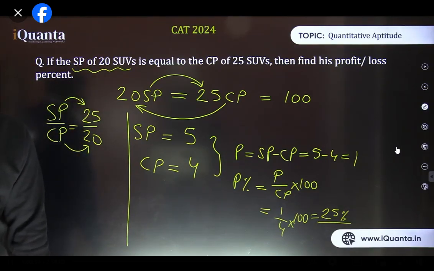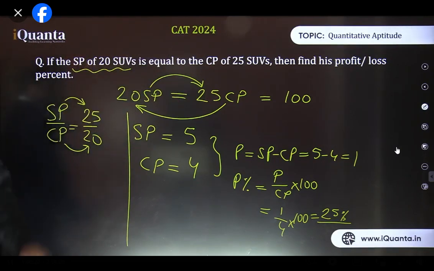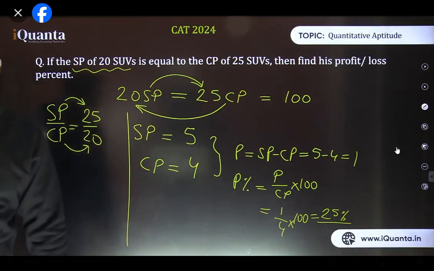Fine. So this is a very famous variety of questions. Many questions you will find at many places in this format, where there's some relation between SP and CP given. So just by finding the ratio of SP and CP, we got the values and we can find the answer. Is it clear?